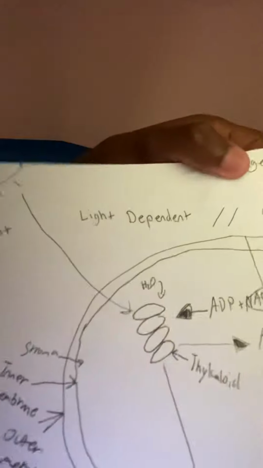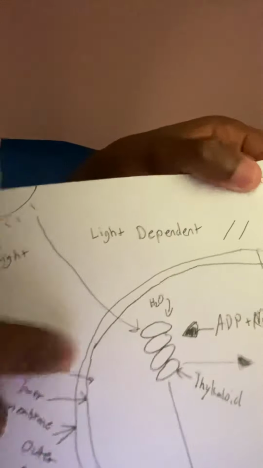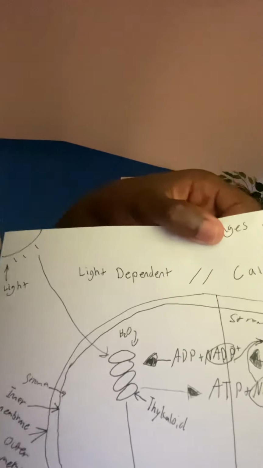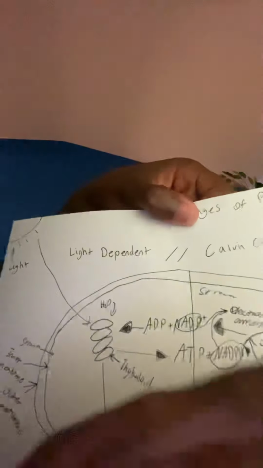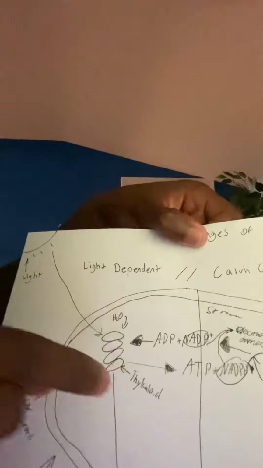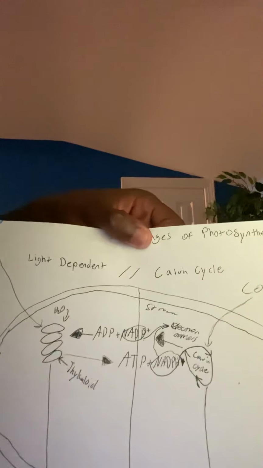Also, this is the chloroplast. If you can see here, outer membrane, inner membrane, this entire inside of the inner membrane is going to be called the stroma, and this entire thing is just called a chloroplast. So, from here, we have carbon dioxide.